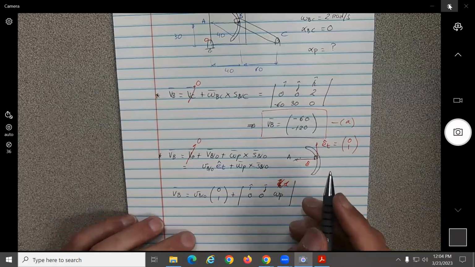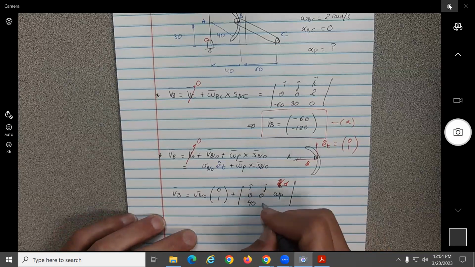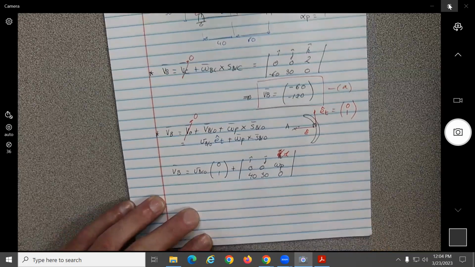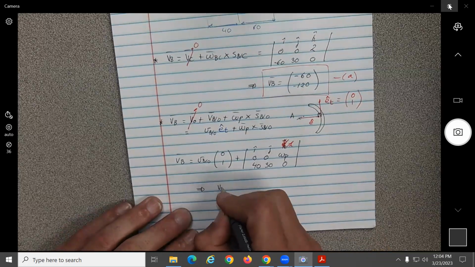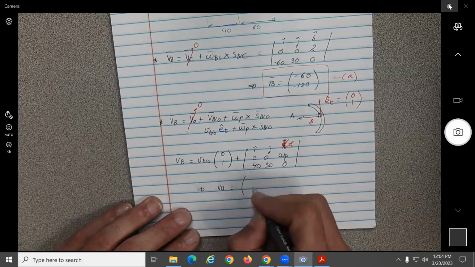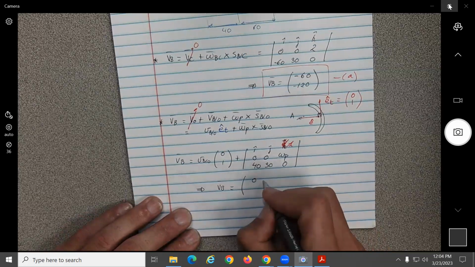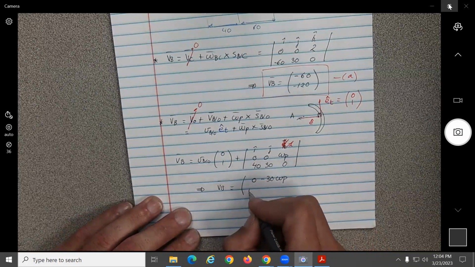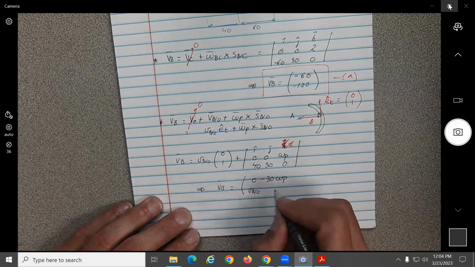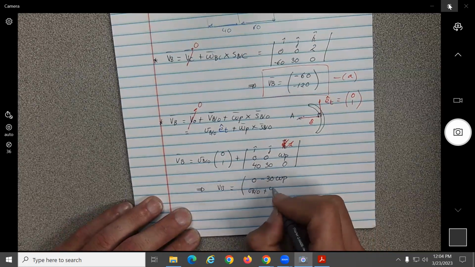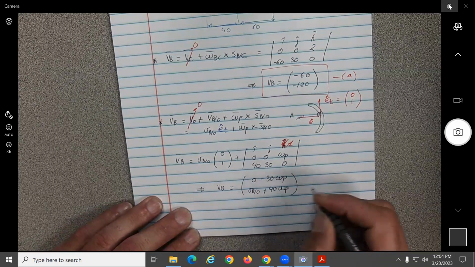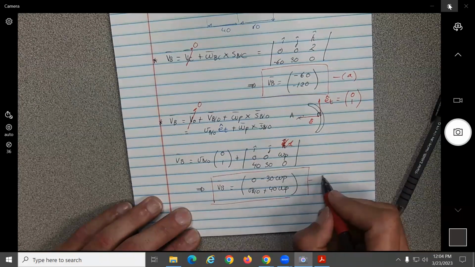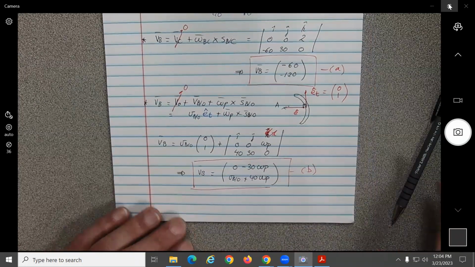Well, it was just before 40 and 30. Okay, 40 and 30, and 0. So this is going to give us a second equation. V_B will be equal to 0 minus 30 omega plate times the relative velocity of B with respect to O, plus 40 omega sub P. Equation B.